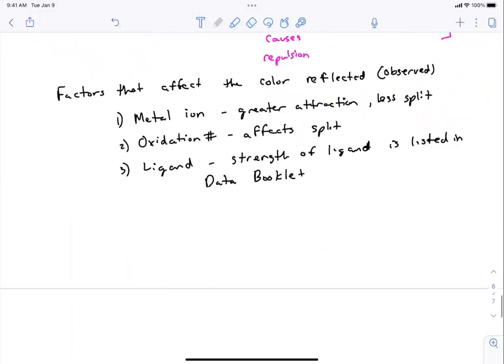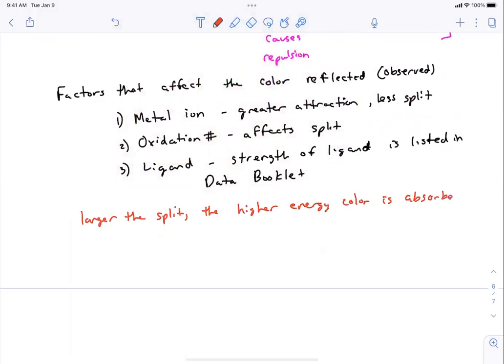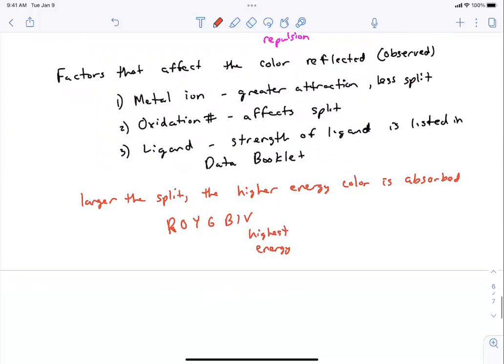So let me write down what Mateo said. The larger the split, the higher energy color is absorbed. And don't forget, it goes ROY G. BIV. So lowest energy is red, highest energy is violet.